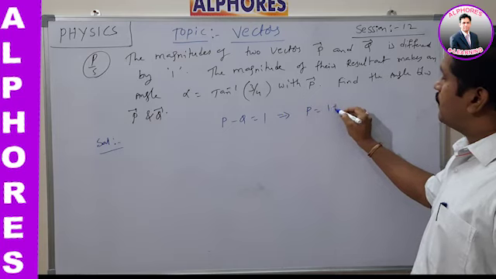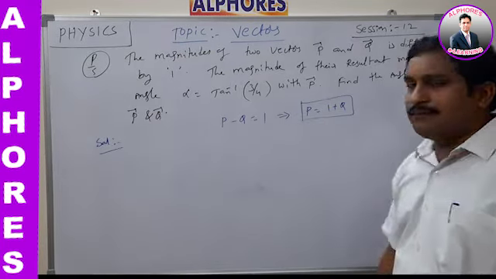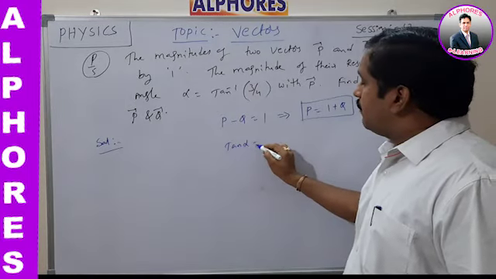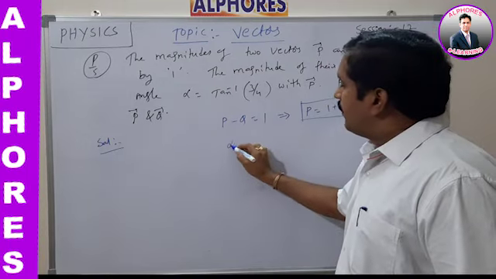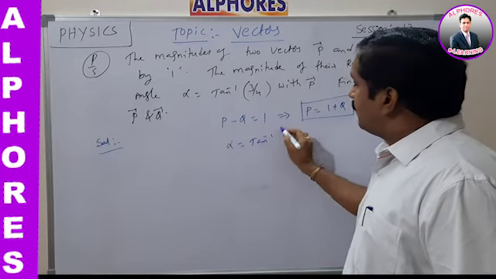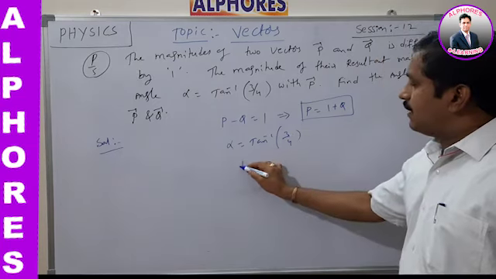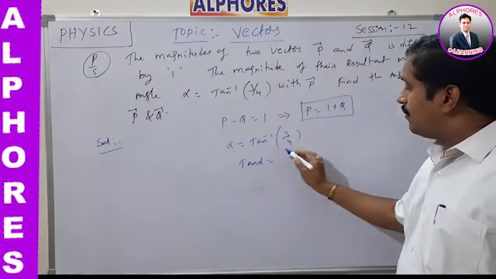P is equal to 1 plus Q according to the first condition. Now according to the second condition, alpha means tan alpha is equal to how much? What is the formula actually? Alpha is equal to tan inverse 3 by 4, as given in the question. This tan inverse goes to the left side, which means tan alpha is equal to 3 by 4.